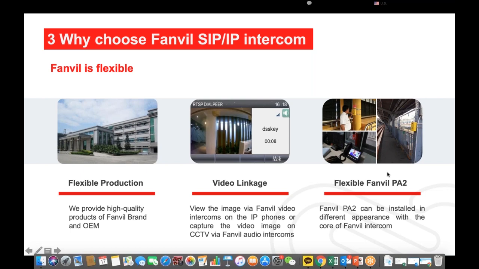And then the Fanvil PA2, this is a symbol of the intercom gateway. You see this is the customer-owned bell and alarm system. And behind this, we have an IP gateway and then make a video linkage also. So Fanvil itself is very flexible for the future. Any kind of customer demand, we are willing to listen carefully.